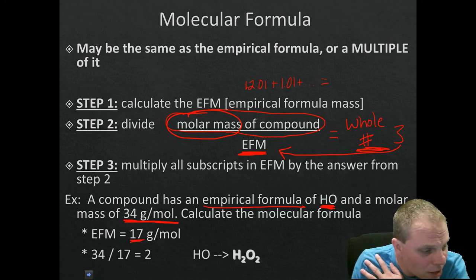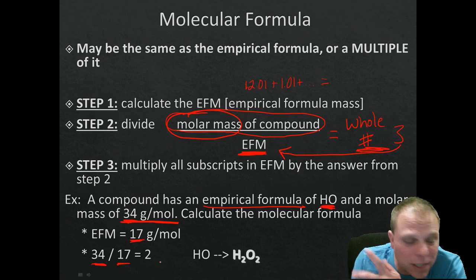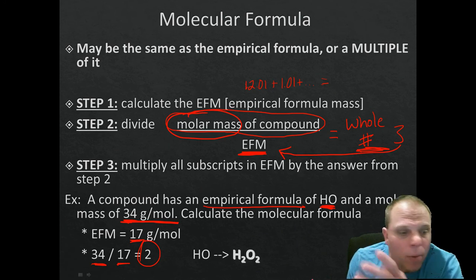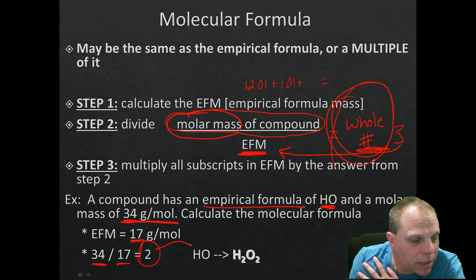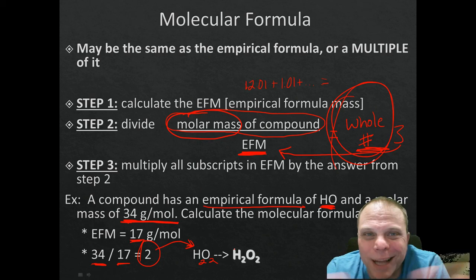So I take my 34, which was given to me, and divide by the 17, which I calculated, and I get a whole number. Remember, I told you this was going to be a whole number, right? And that whole number now just needs to be multiplied by whatever my empirical formula is. So I just have to multiply it out, and I get H2O2.